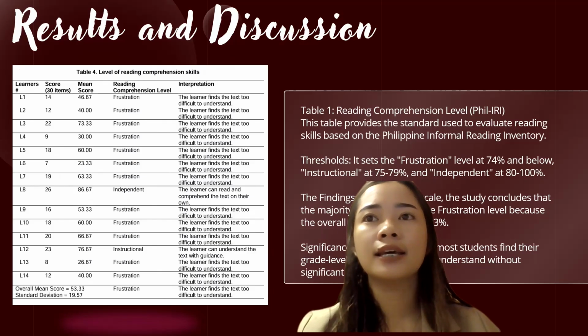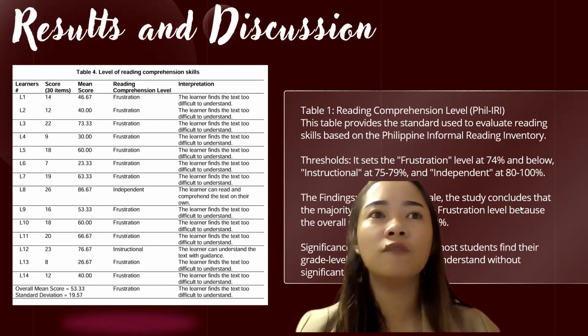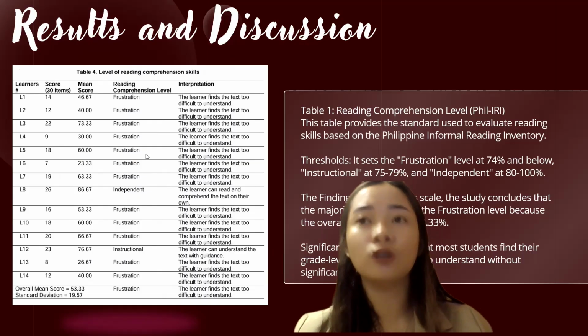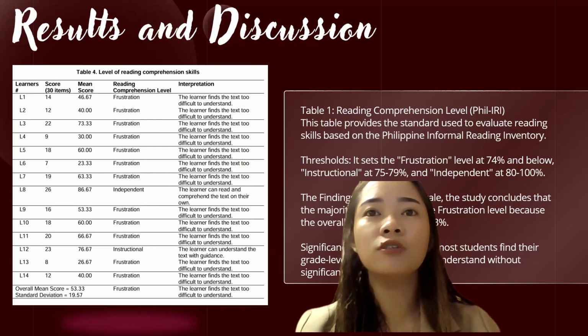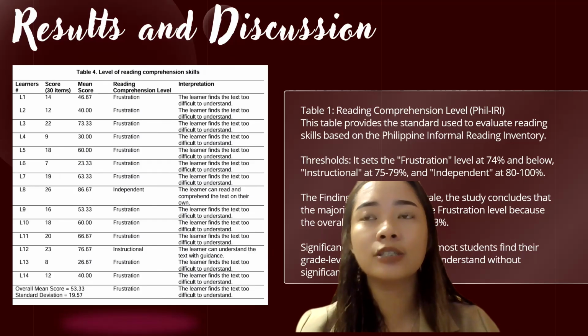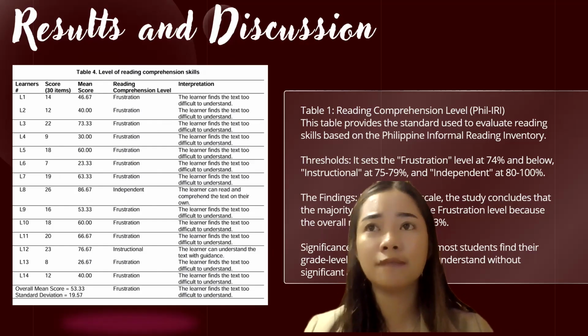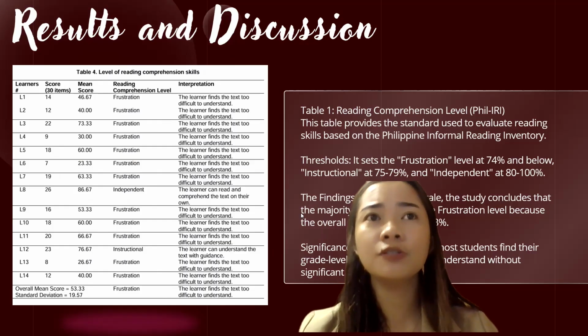And it sets the frustration level at 74% and below, instructional at 75 to 79%, and independent at 80 to 100%. Based on the scale, the study concludes that the majority of the pupils are at the frustration level because the overall mean was only 53.33%. Basically, the learner finds the text too difficult to understand. This indicates that most students find their grade level text or the provided questionnaire too difficult to understand without significant assistance. Let's proceed to the next table.